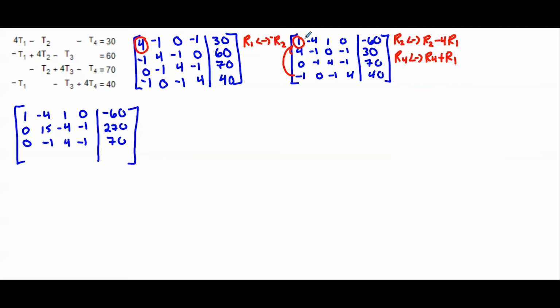And then for row 4, we're going to add row 1. So that would be 0, -4, 0, +4, and looks like -20. 40 plus -60.